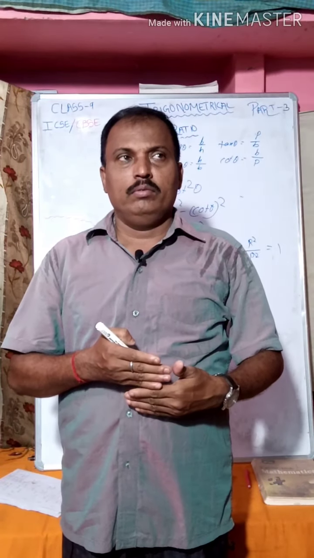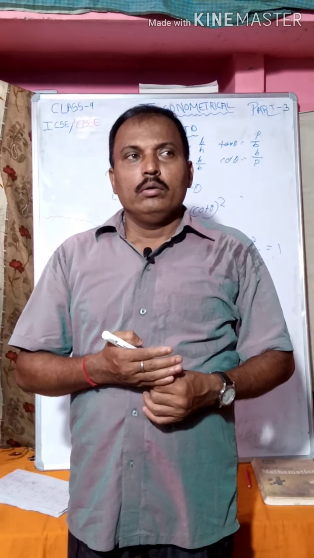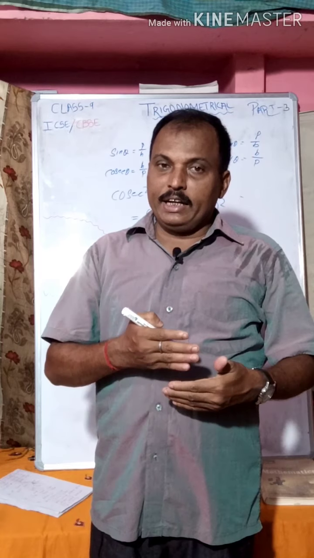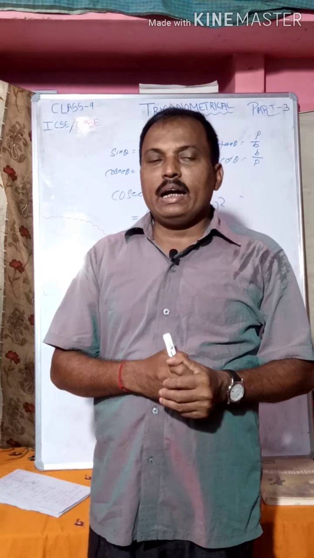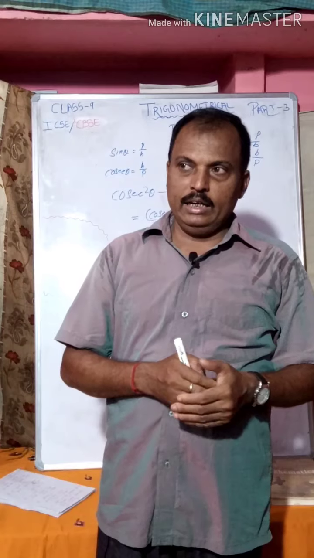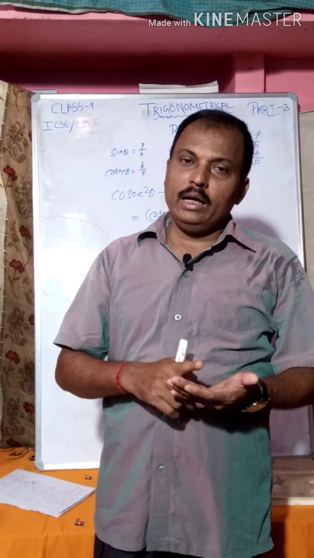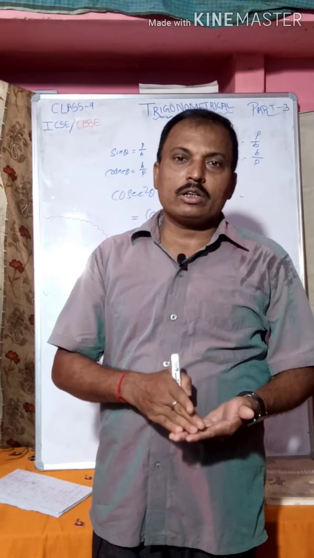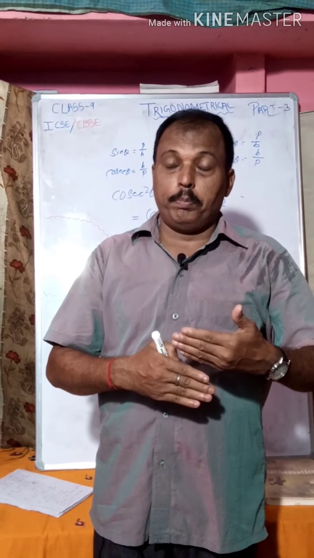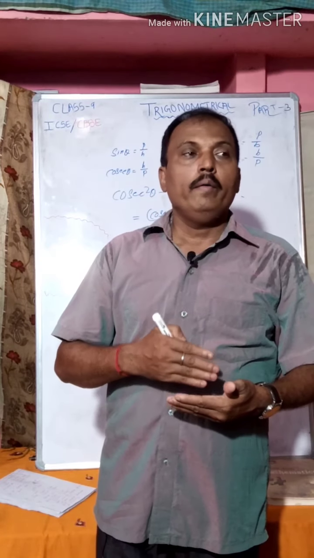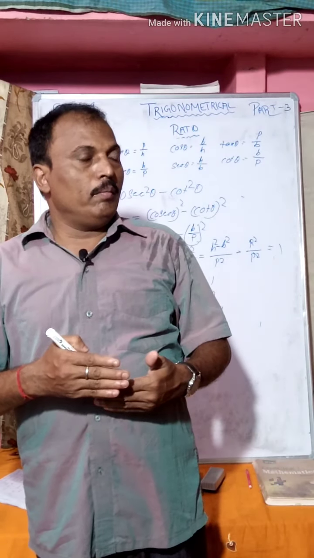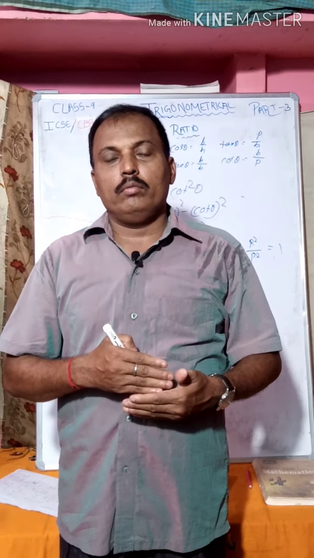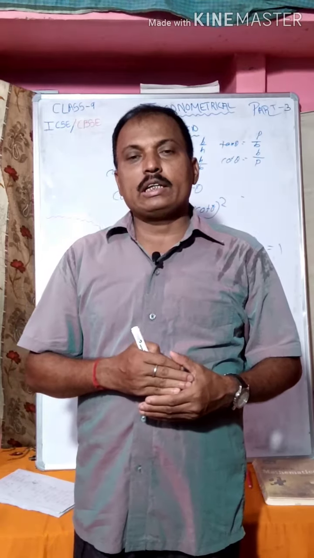And in the next video we will study the trigonometrical ratios of standard angles, that is 30 degree, 45 degree, 60 degree. What is sin 45 degree, sin 30 degree, cos 45 degree, cos 30 degree, how they will be found, and how we explain the trigonometrical ratios with standard angles.